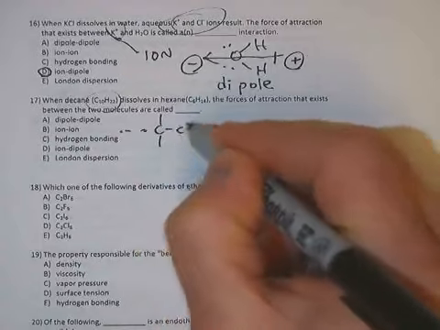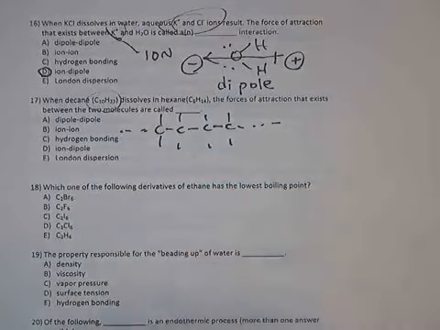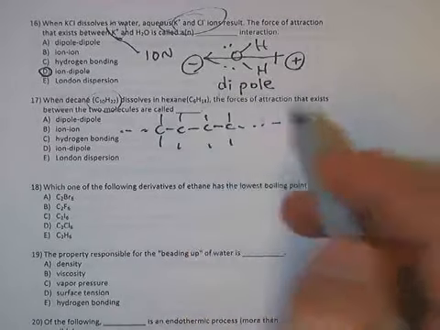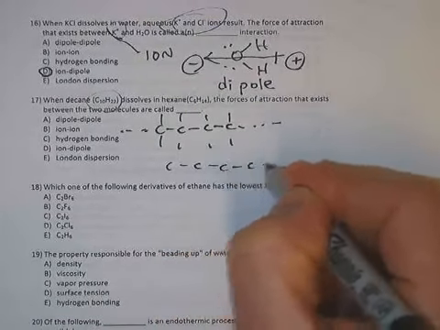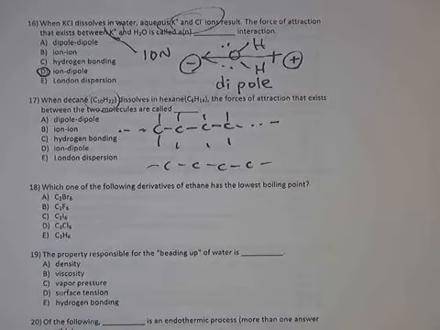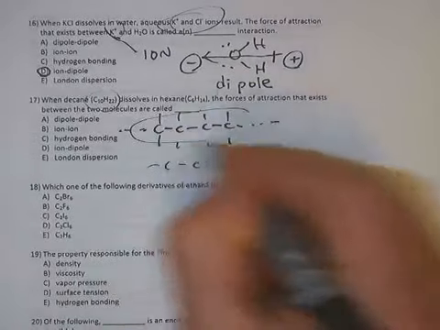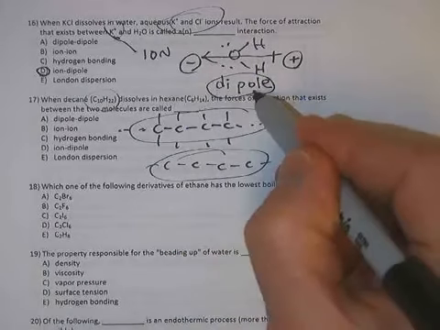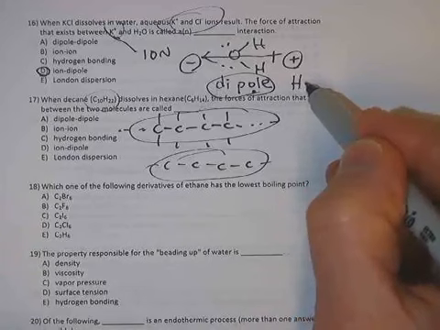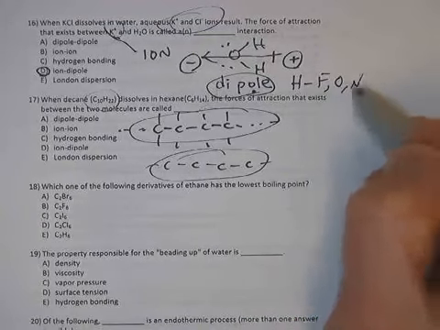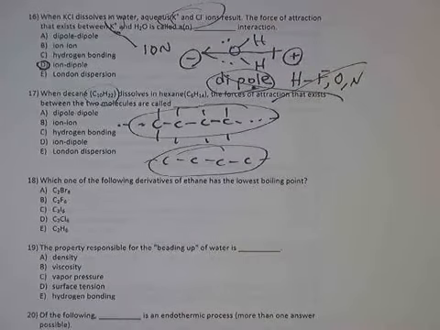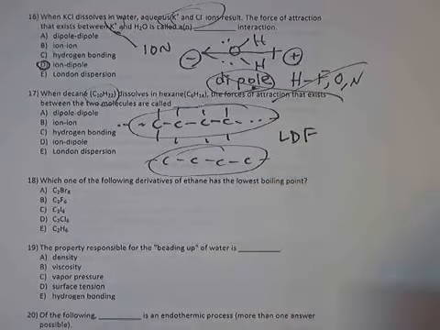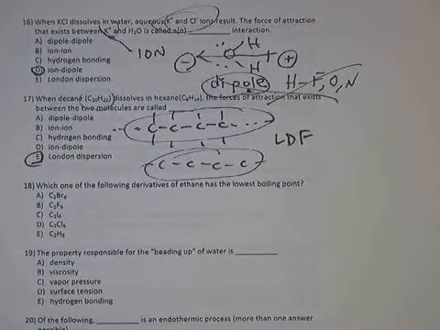This happens between all charged things and water, and that's one of the main reasons lots of ionic compounds dissolve in water. Number 14, when decane dissolves in hexane, the forces of attraction that exist between the 2 molecules are called. So once again, draw the Lewis dot structure if you're not sure, and you can draw a rough draft, and this would have 10 carbons. I'm not going to draw them all right here for C10H22, and it would be very regular, very ordinary, very non-polar because it's perfectly symmetrical. C6H14, same thing, except it's only 6 carbons in a row.